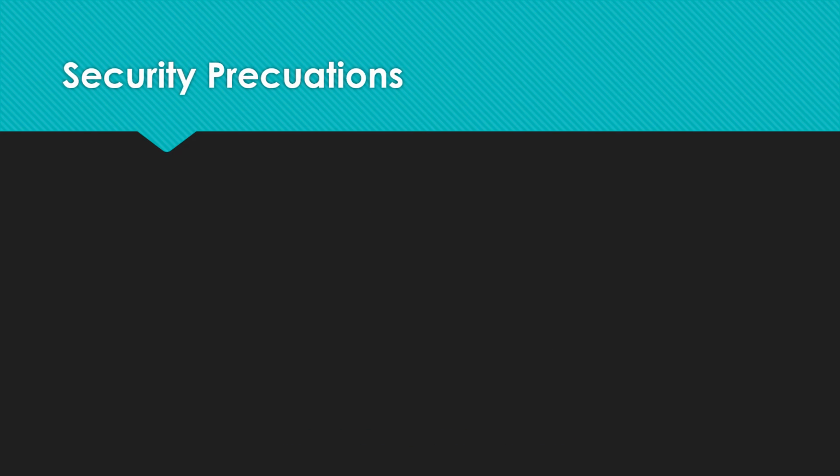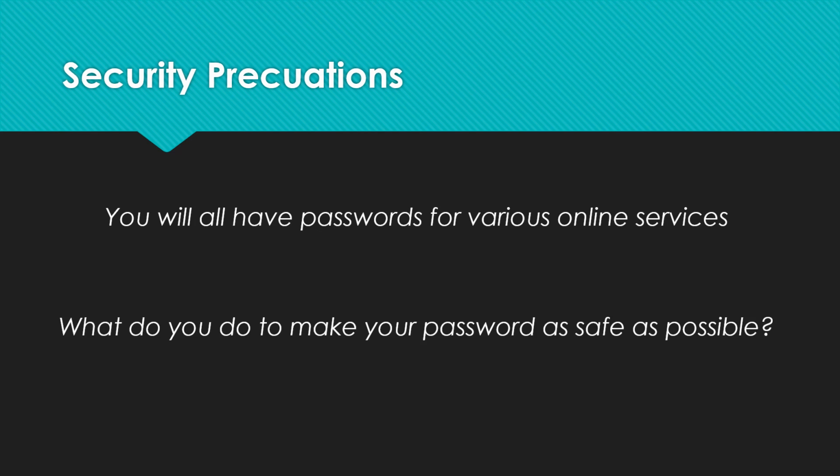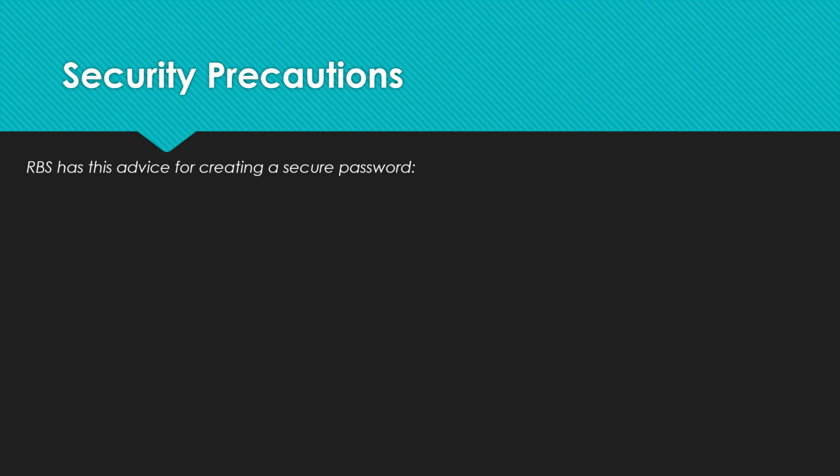Okay, so there are lots of different ways that people can try and get your details. So what precautions can you take to try and make sure that you're going to be okay? The passwords. That's the biggest thing. What do you do to make sure your passwords are safe as possible? So RBS has got quite some good advice on it. First thing, don't leave a record. Don't write it down. Don't share it with someone else. It's your password. It needs to be private.